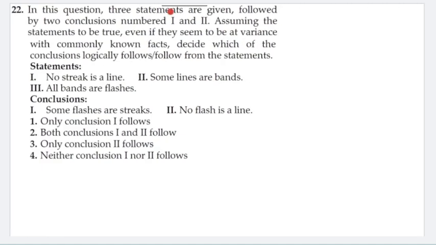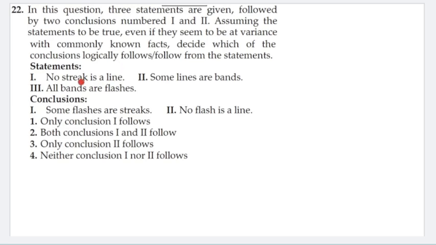Now moving to the next question, the 22nd one. In this question, three statements are given followed by two conclusions, number 1 and 2. Assuming the statements to be true, even if they seem to be at variance with commonly known facts, decide which of the conclusions logically follows or follow from the statements. So statements are given. So now let's see. Remember the technique that I already told you.